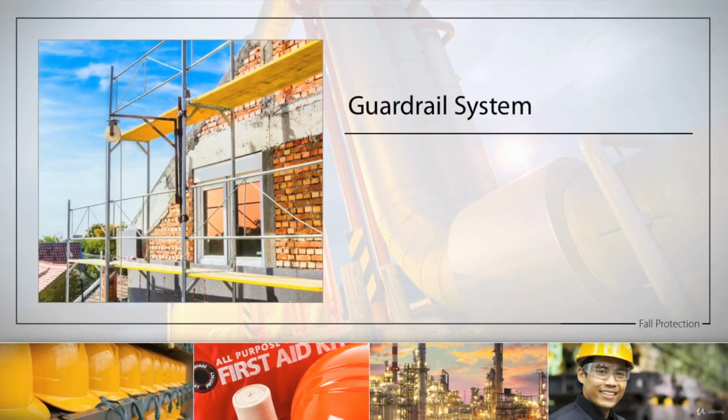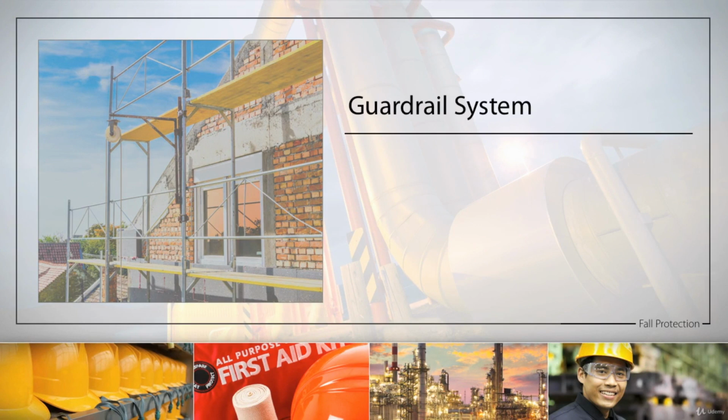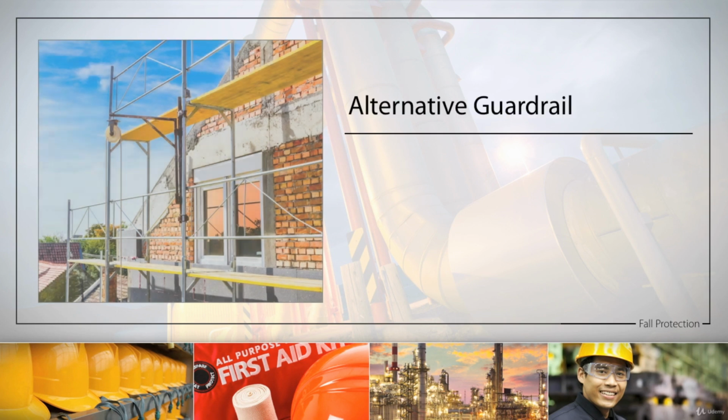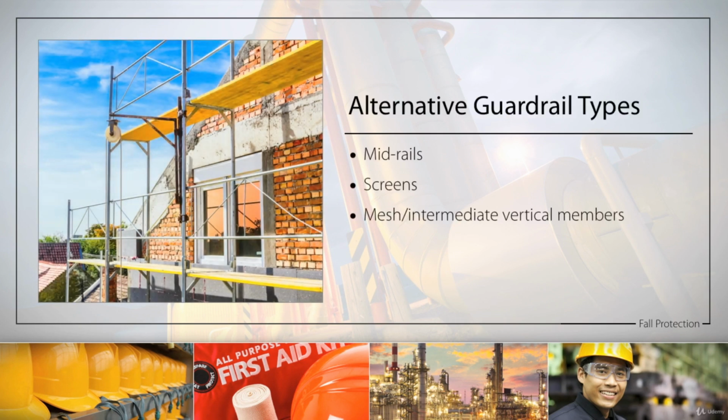Guardrail systems are an engineering control designed to act as a barrier to protect the employee from falling. Guardrail systems function in this way. The top edge of the guardrail has to be 39 to 45 inches above the walking or working level. In addition, there must be protection in place to keep employees from possibly falling between the top rail and the walking or working surface. Alternative means of safety guardrail types include mid-rails, screens, mesh, or intermediate vertical members.